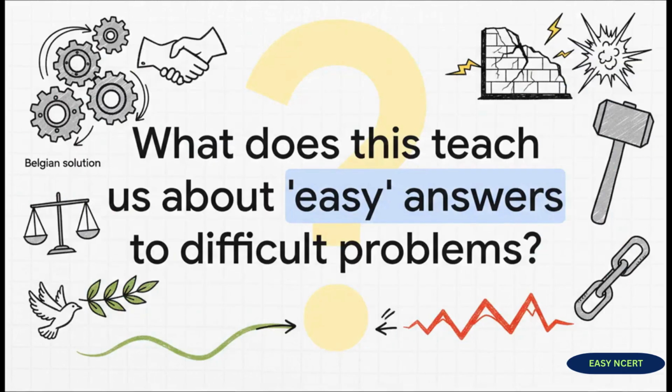So, let's just end with this thought. The Belgian solution. It's really complicated, no doubt about it. Sri Lanka's majoritarian approach, on the other hand, seemed simple and direct. But one of them led to peace, and the other led to war. So what does this tell us about reaching for those easy answers when we're dealing with really complex human problems? That's definitely something worth thinking about.